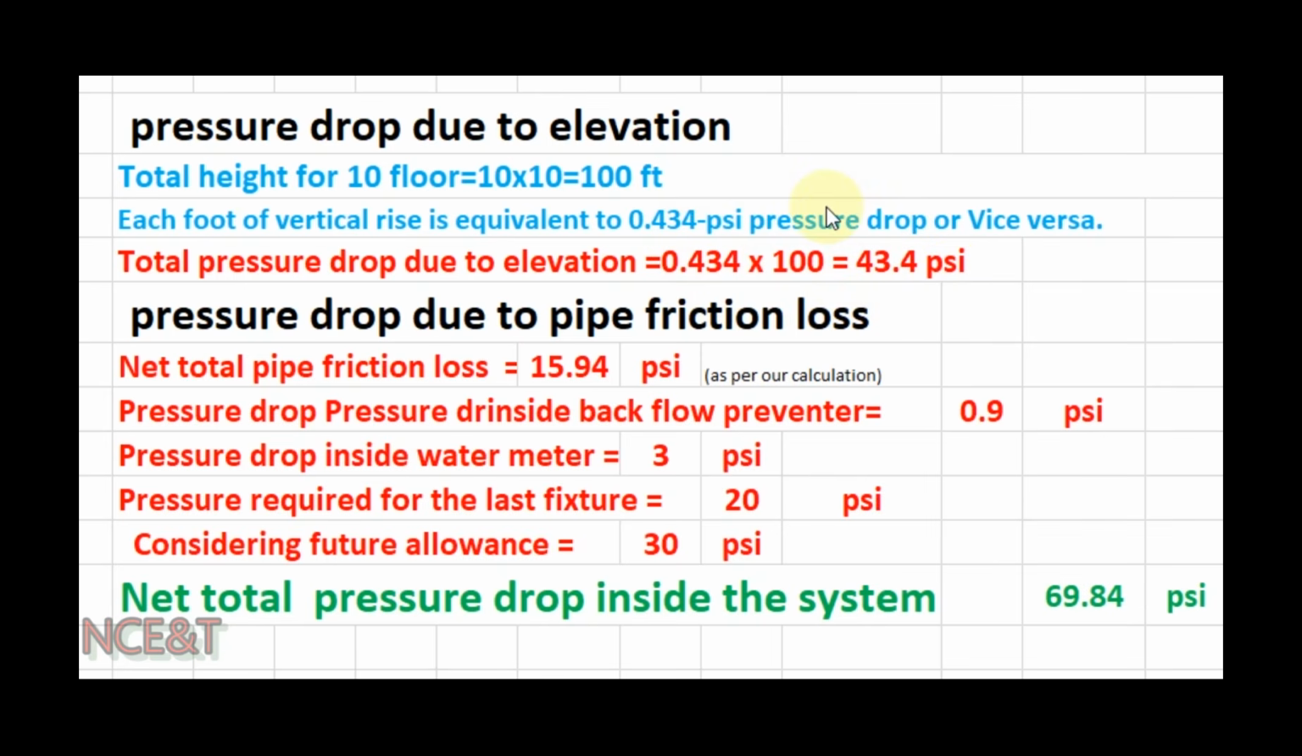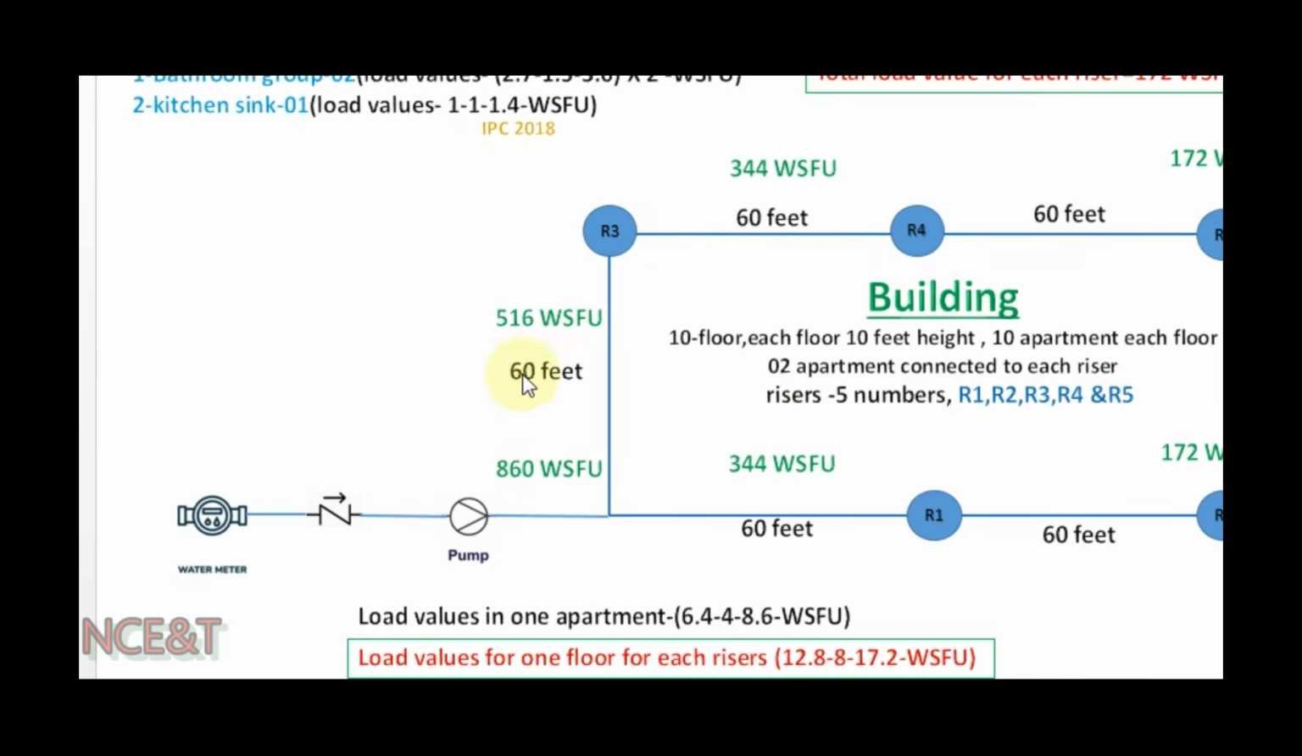So when we transfer the water from the basement up to the top floor, the pressure loss will be 43.4 psi. Friction loss inside the pipe we already calculated, and its value is 15.94 psi. In the main line we have two devices, one backflow preventer and one water meter.